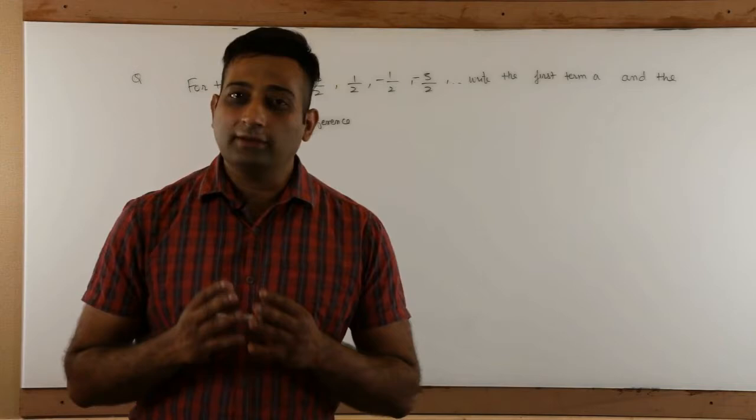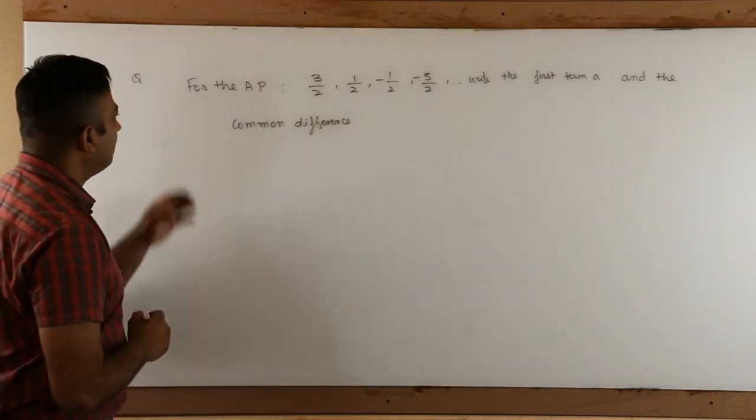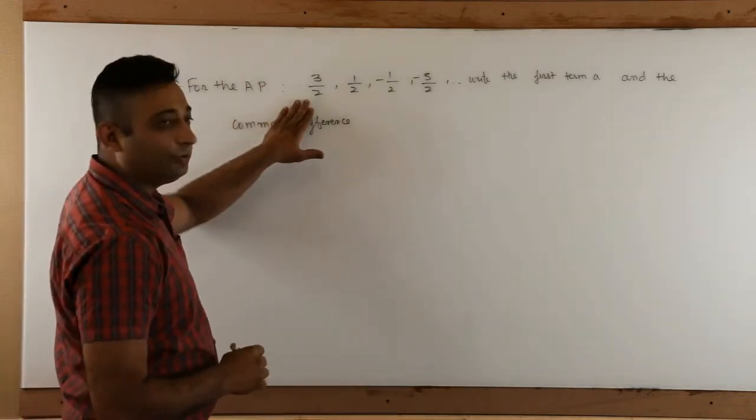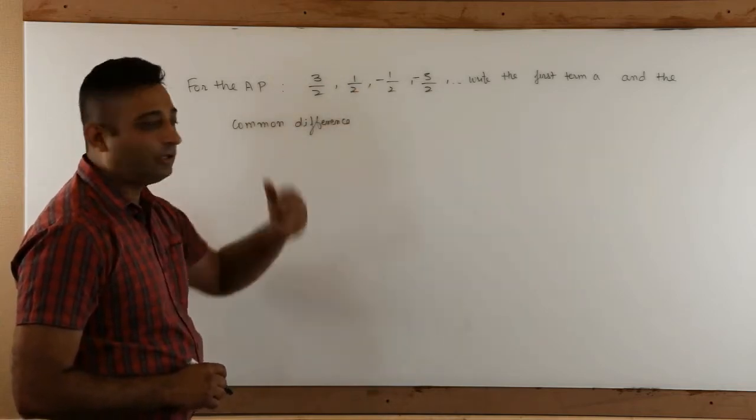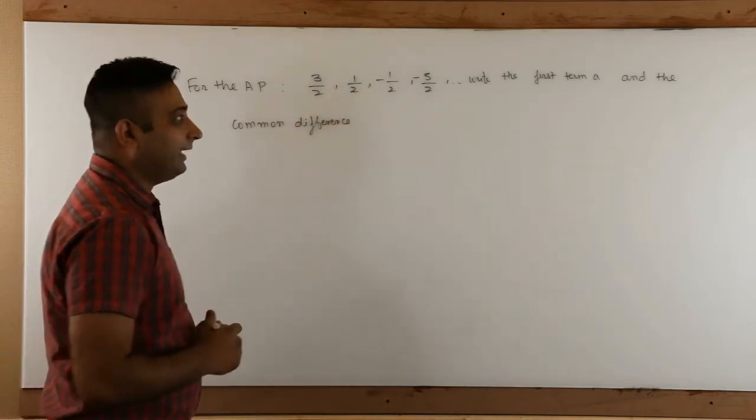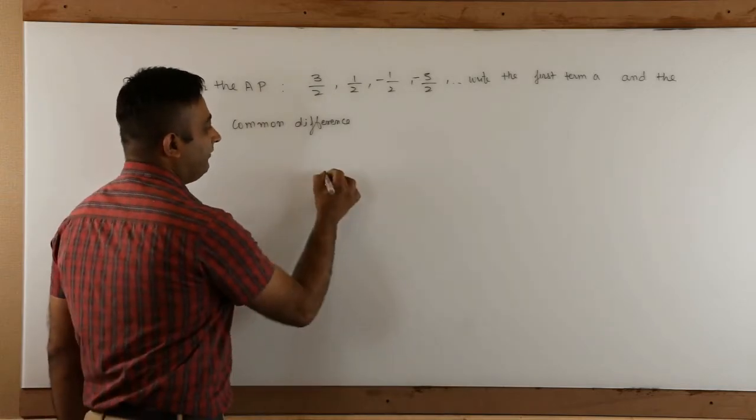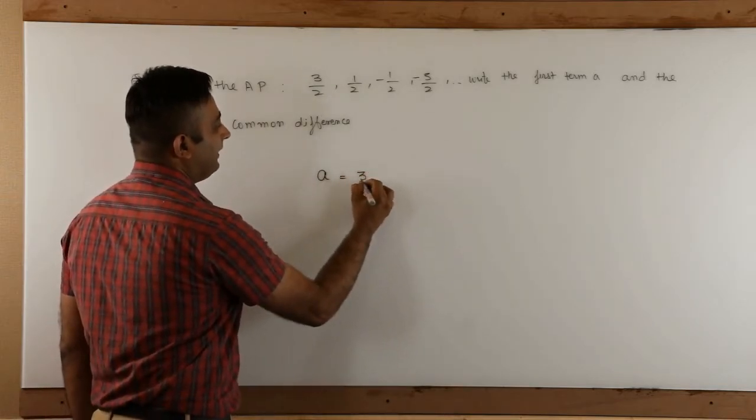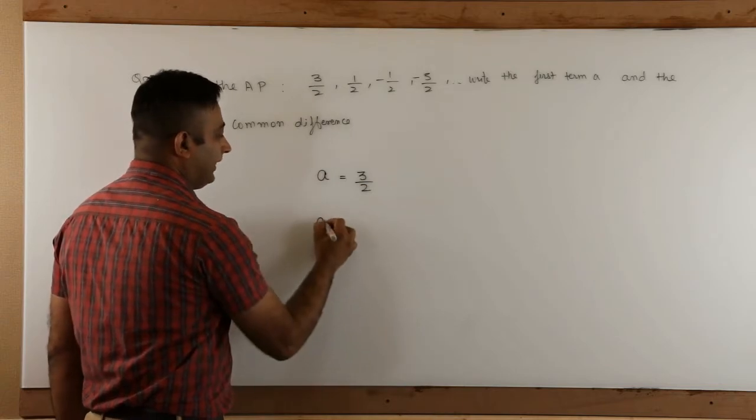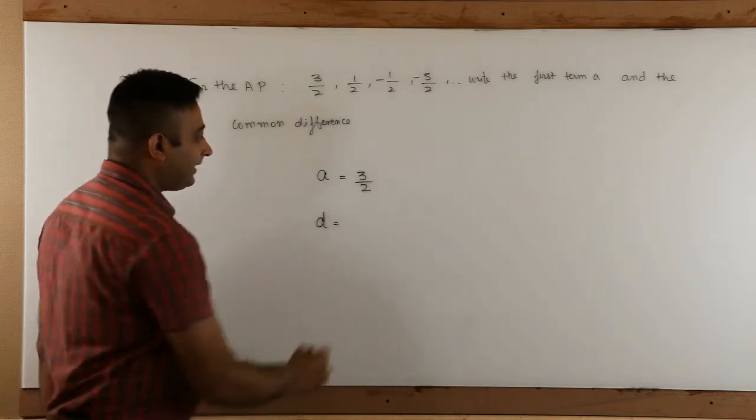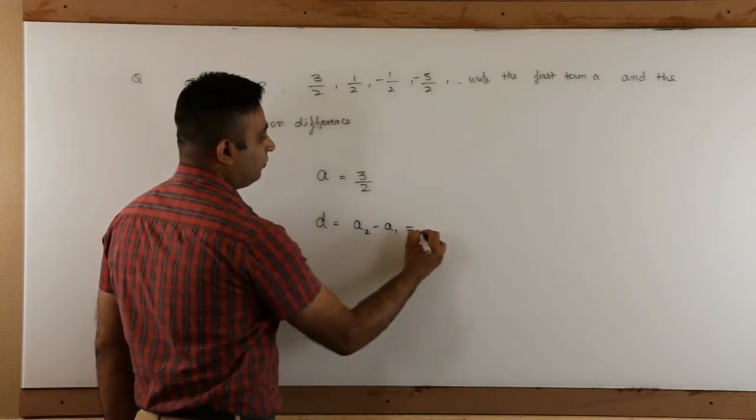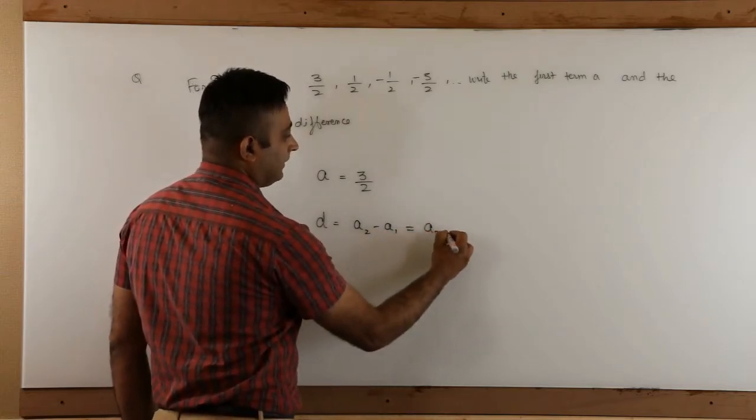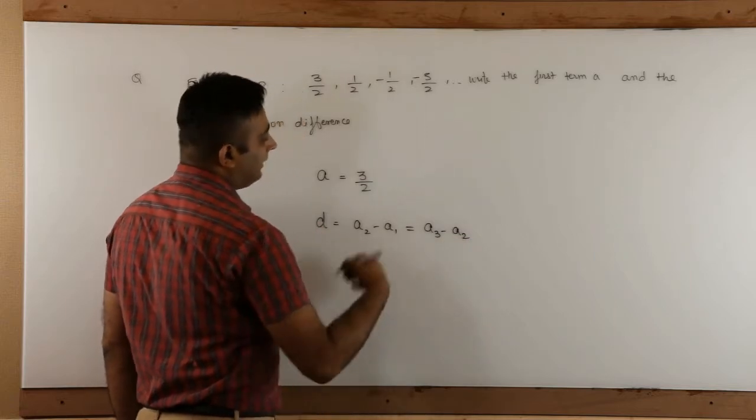Let us solve some problems based on AP. For the AP 3 by 2, comma, 1 by 2, comma, minus 1 by 2, comma, minus 3 by 2 and so on, write the first term A and the common difference. We can see that the first term of this AP is 3 by 2. To obtain the common difference, we can subtract the first term from the second term of this AP. We can also subtract the second term from the third term and so on.